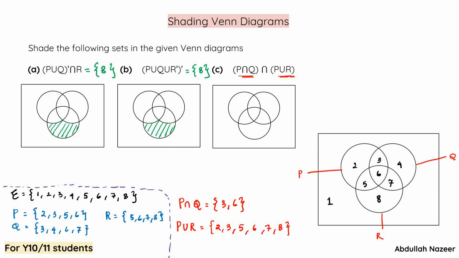Now that we've found the individual sets, let's go ahead and see what we have common between these two sets. And you see that 3 is common and 6 is common. So the intersection set between these two sets has the numbers 3 and 6. So the region that we are going to shade, or the region that belongs to question C, is the regions that belong to the numbers 3 and 6. That's basically this region and this region together. So that's this region over here.